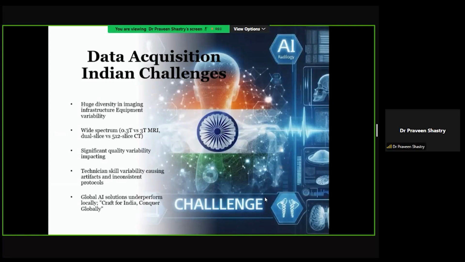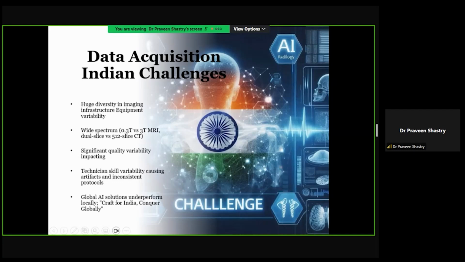So first thing, data acquisition and the Indian set of challenges. We have huge data across multiple centers, but the greatest challenge when it comes to India is that we have a two-slice CT to a 512-slice state-of-the-art machine. We have a 0.3 Tesla open-core MRI to a 3 Tesla state-of-the-art machine. So this huge variation in data makes it really hard to build reliable models. This is one. Second, the wide spectrum of equipment leads to variation in the quality of the images also, right?